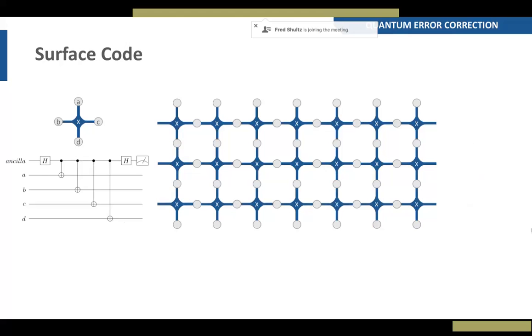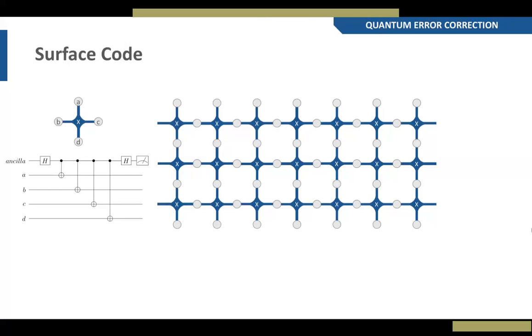The first advantage of this circuit is that you can measure the ancilla, and the measurement outcome will help you detect a phase flip on any of the data qubits that you are interacting with. All right, and the second advantage of this circuit is that it also magically forces all of its neighbors to be projected onto a joint eigenstate of the stabilizer. Basically, it forces all the data qubits to be in a certain pattern of states.